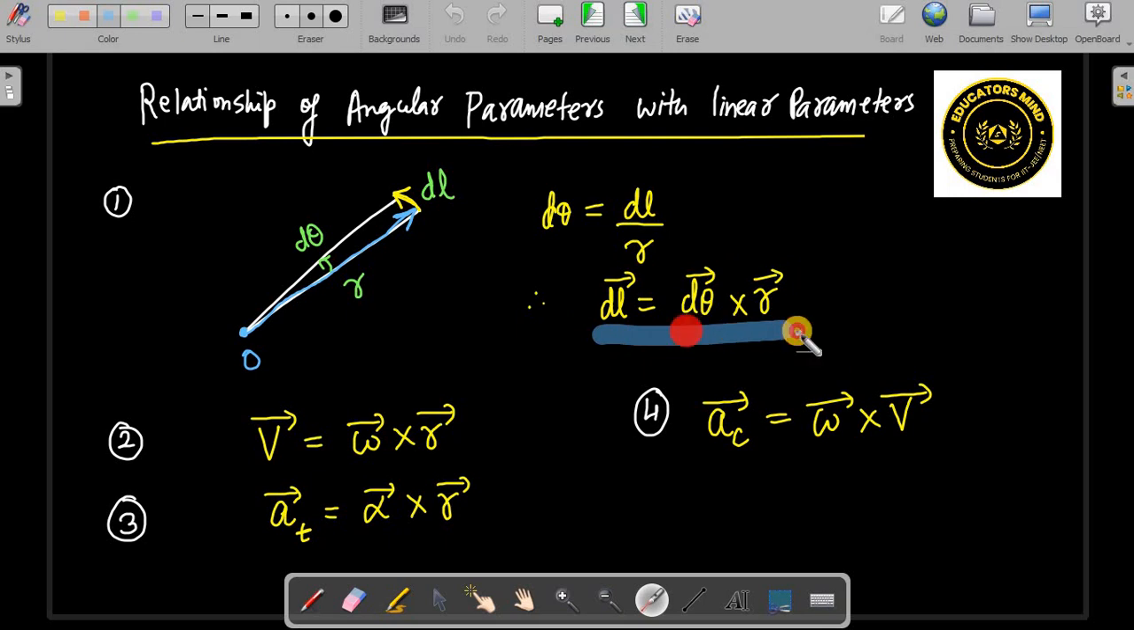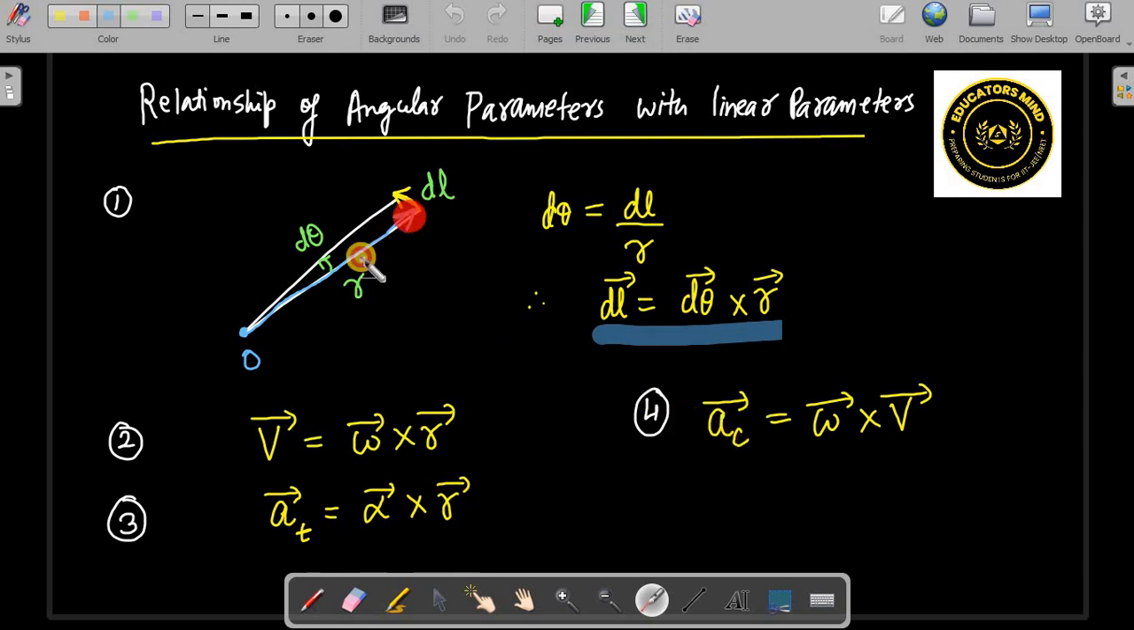Okay, dl vector is d theta cross r. Now velocity is just dl by dt, so just divide by dt, right? So dl by dt will become velocity, and remember this is the instantaneous velocity. It's the velocity at this point, which is equal to omega r that we write. So this is omega vector cross r vector. And when you differentiate this instantaneous velocity, which is tangential, you will get the tangential acceleration, which is alpha vector cross r vector, right?